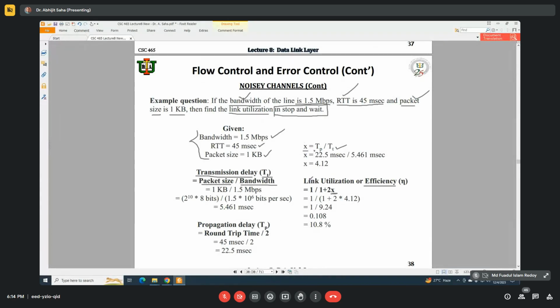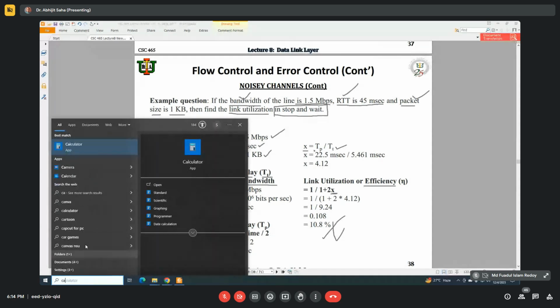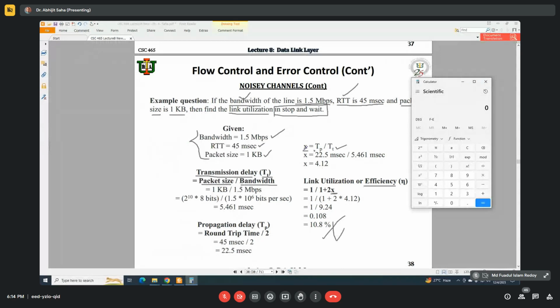If you get the value of x, then it can easily be calculated what the efficiency is going to be. I would like to show you in a bit more detail, so I am using the calculator here. This is the TT: how are you going to find it? The packet size divided by bandwidth.